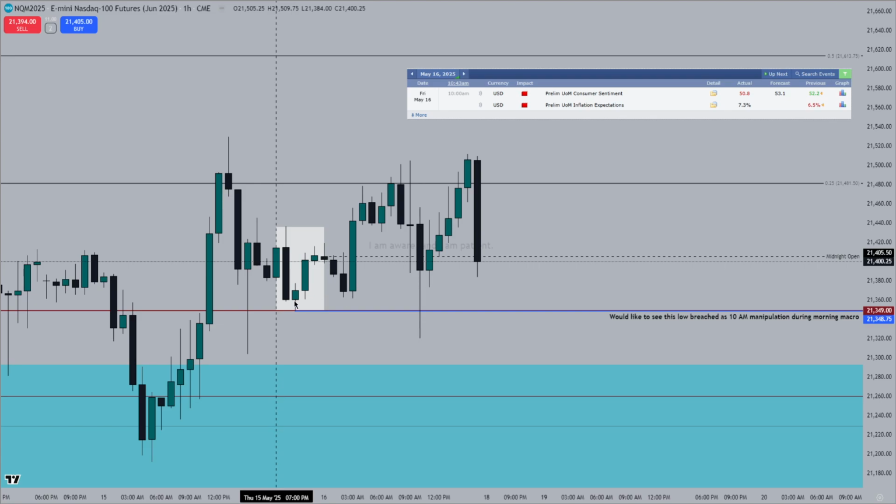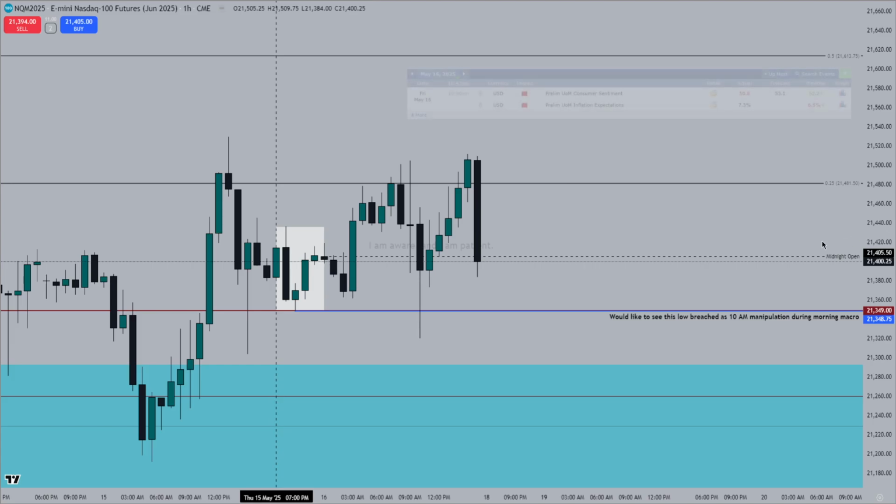Now, how does it use this flow here to help it move higher? It runs that low, forming this low here as the new low of day. Notice how the price action after did not come near taking this new low of day.